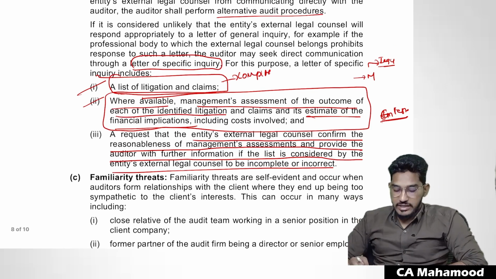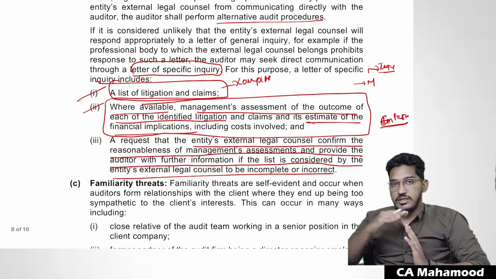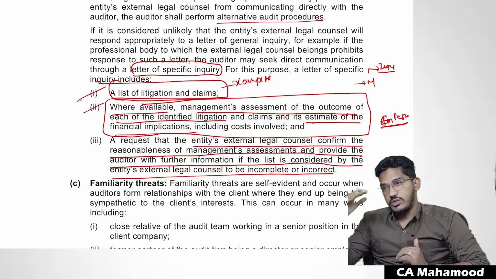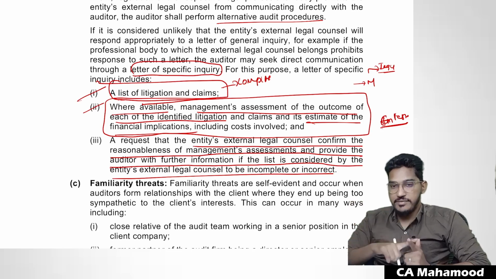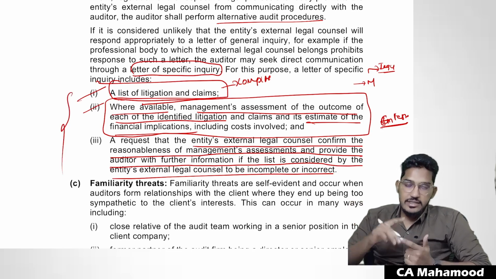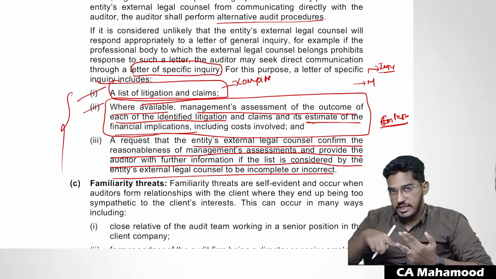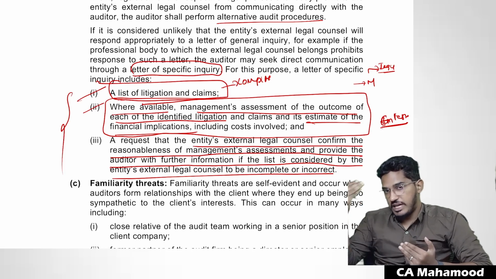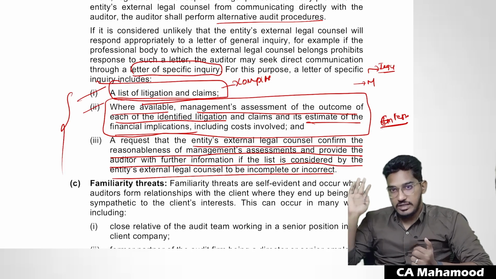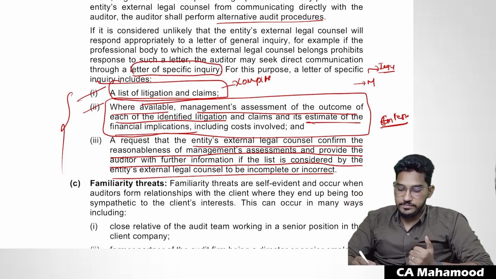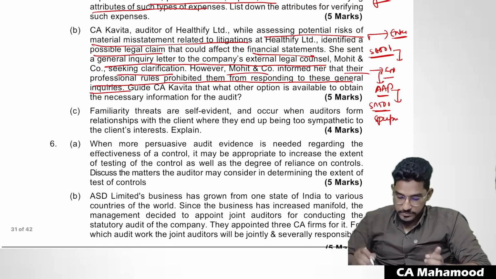Understood? So the summary is, in case the entity's external legal counsel is prohibited from responding to general inquiry, you can send a letter of specific inquiry containing these details: list of litigations, management's assessment regarding litigation. And I will request that the entity's external legal counsel confirm whether management's assessment is correct or not, whether the list given is complete or not. Clear? Next.